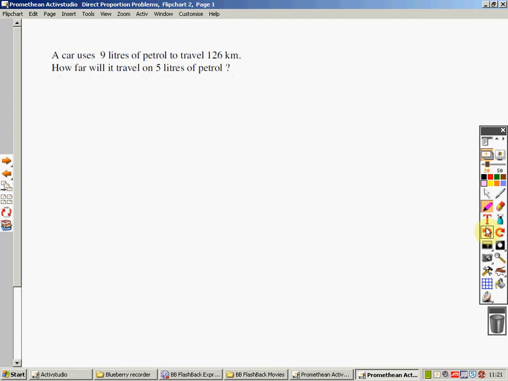So we get given a fact: a car uses 9 litres of petrol to travel 126 kilometres, and then we're given a question: how far will it travel on 5 litres of petrol? And normally it's that second bit that is repeated: travel on 5 litres of petrol. So 9 litres of petrol, 5 litres of petrol. And when you can match those two up, that often is the key to using this technique.